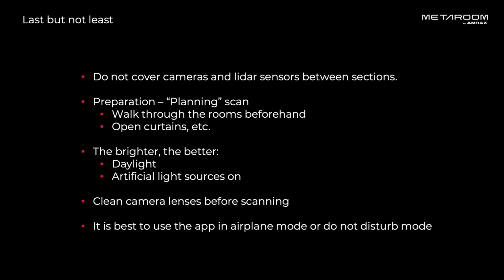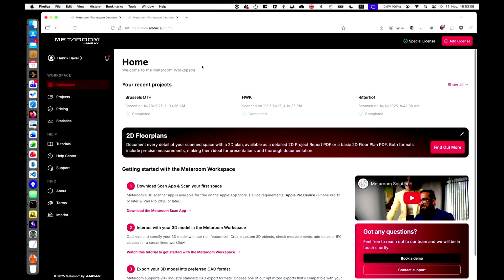So what is it about when we talk about Workspace? We told you already. That's basically the next step in the Metaroom platform. Exactly. After you finish your scan and upload the data to the cloud, it is available here in the Metaroom Workspace. You can reach it on any device, on any browser, via the metaroom.mrex.ai URL. I just sent it into the chat if you want to have a look, because we even have demo rooms there if you would like to explore a little bit.